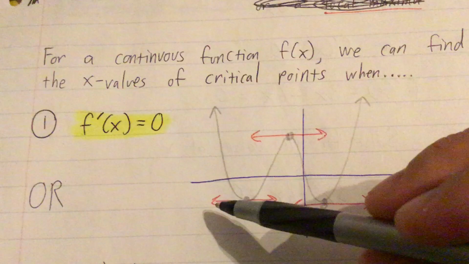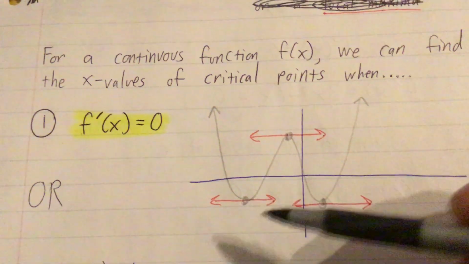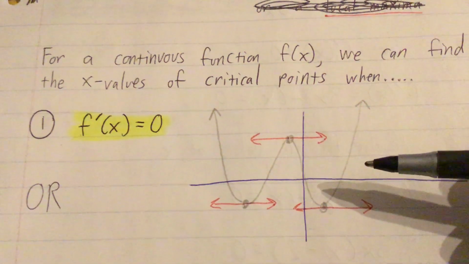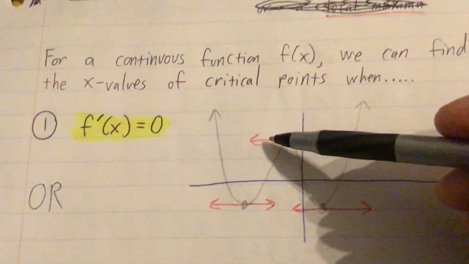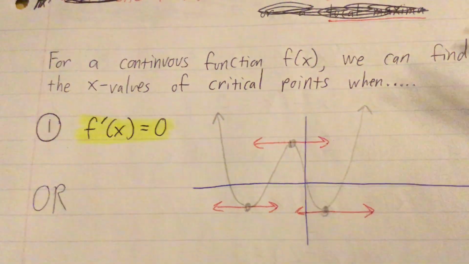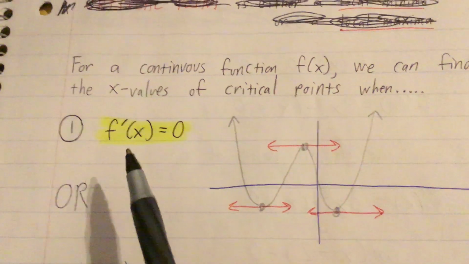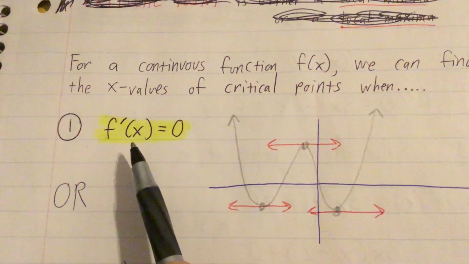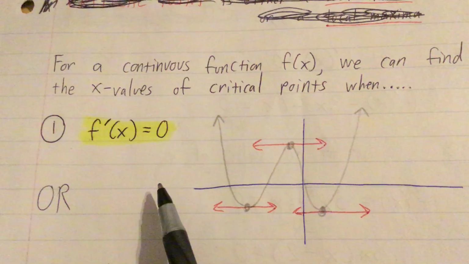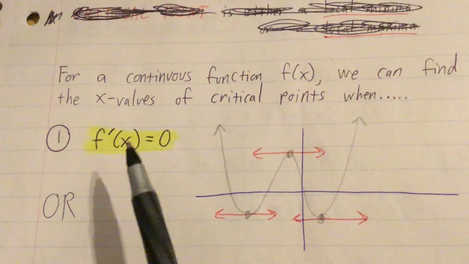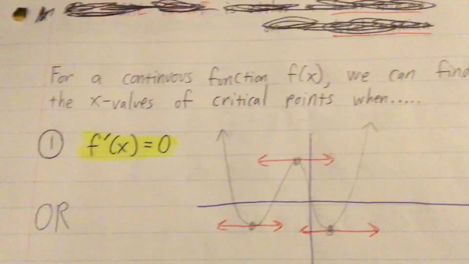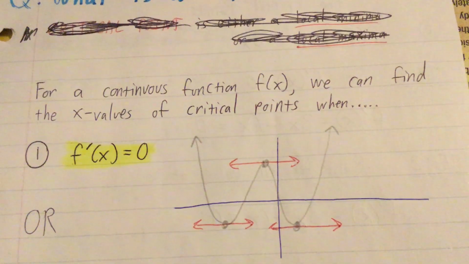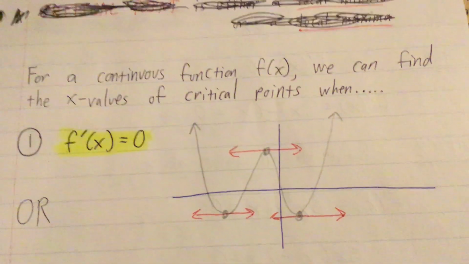In other words, the slope of the tangent line is horizontal at these points. See this? Low point, high point, low point. The slope is 0 at these points. So if you have a function and you set the derivative equal to 0, the x values when f prime of x is equal to 0 will give you these critical points. That's going to be the main focus of this unit's test.